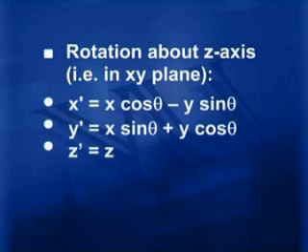Now, rotation about the z axis, which is in the xy plane, can simply be stated as x dash is equal to x cos theta minus y sine theta, y dash is equal to x sine theta plus y cos theta, and z dash is equal to z. You can clearly see that this is the very same scenario that we have seen in 2D rotation. In two-dimensional rotation, we were talking about only the x and y coordinates. Here we have added the third one, which is z, but practically z doesn't change.